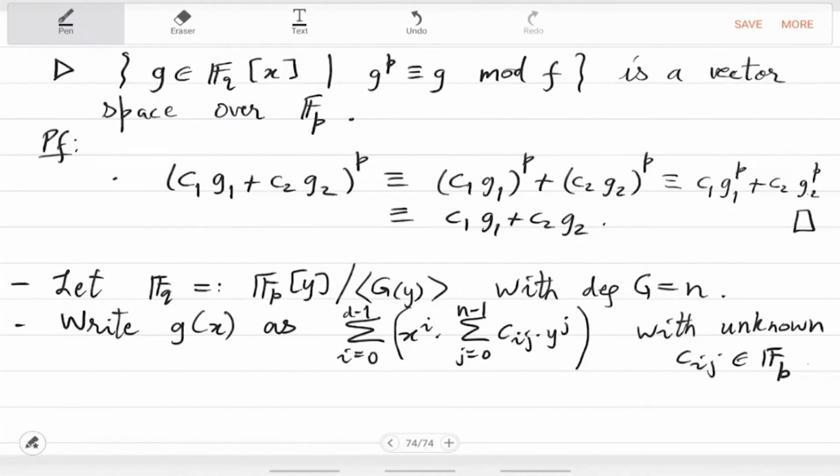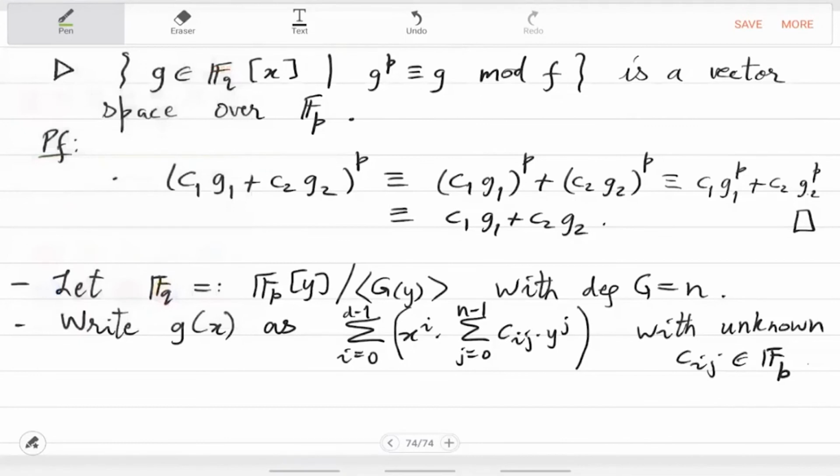Okay, is that clear? So little g is the unknown solution we want to find, and now we have actually expressed it as a bivariate, individual degrees d minus 1 and n minus 1, and the coefficients are unknowns. They are numbers. They are 0 to p minus 1. Right. So now we want to find these Cij's. So let us do that.